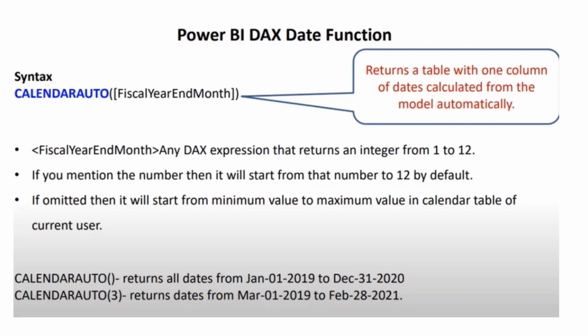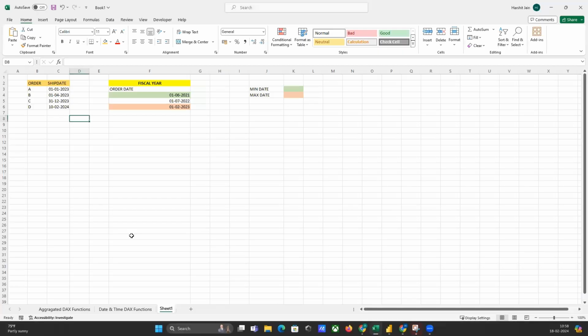Now, in this fiscal year end month argument, you can enter any value from 1 to 12. If you mention a number, it will start from that number through 12 by default. If omitted, it will start from the minimum value to the maximum value in the calendar table for the current user. Let us understand this with the help of an example.